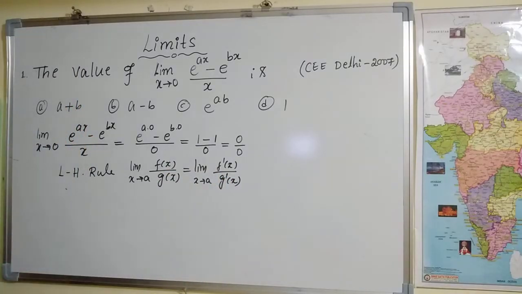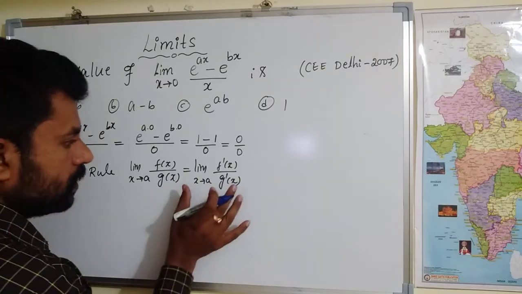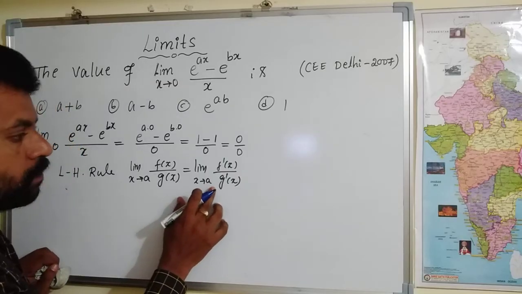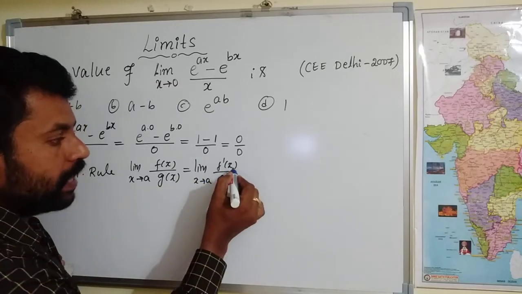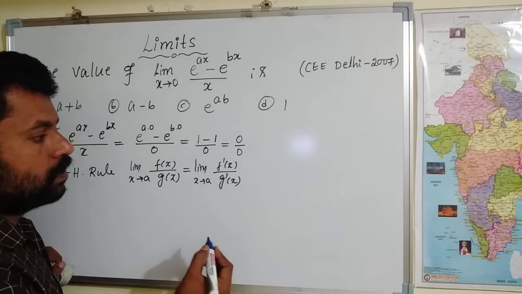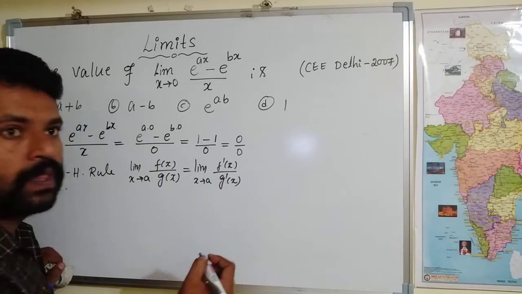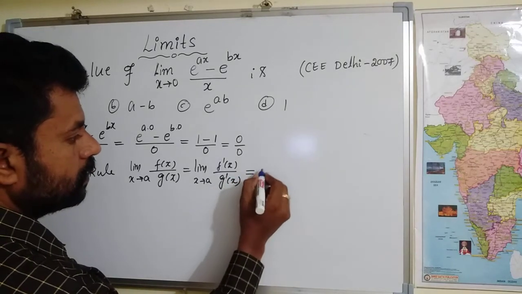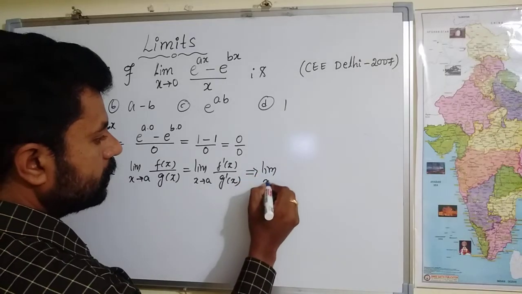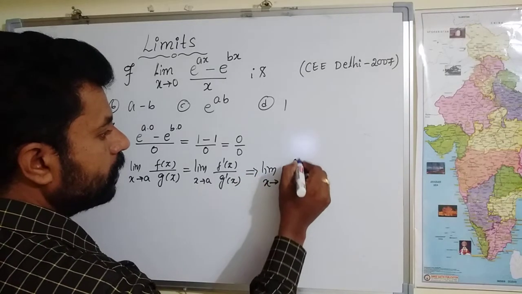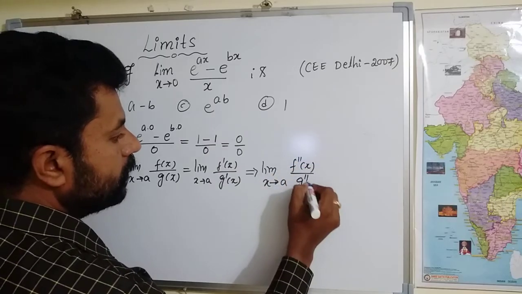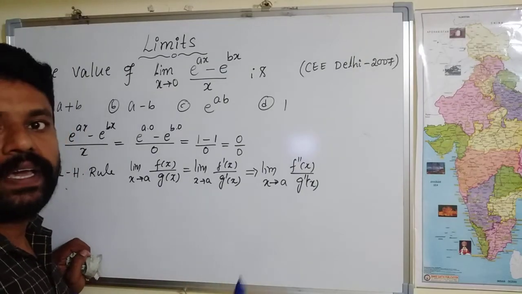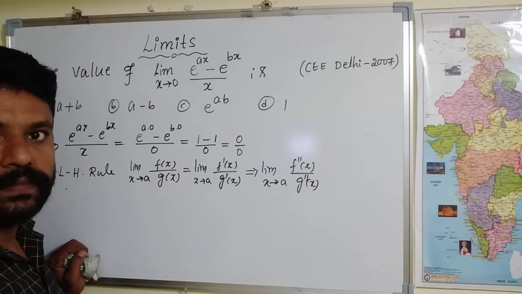In this result, since x approaches a, we substitute a in the place of x, and we get 0 by 0 form. We apply L'Hospital rule again. This implies limit x tends to a, f double dash of x divided by g double dash of x. See, this process continues till we get a real number answer.